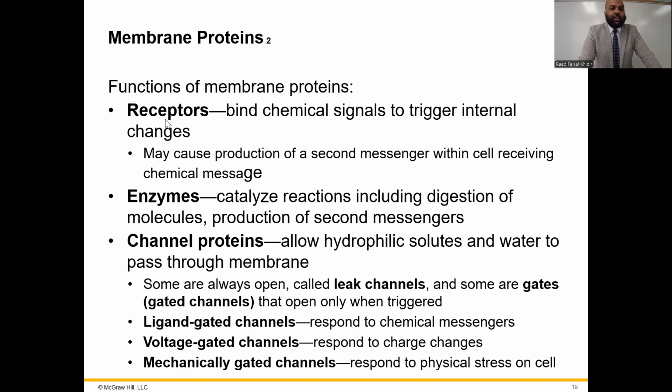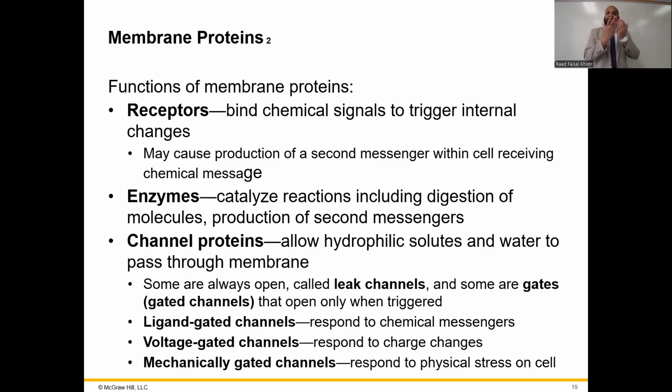So there could be receptors, they could be enzymes. These transmembrane proteins could be protein channels, and they allow hydrophilic solutes and water to pass through the membrane. Some are always open, called leak channels. They are always open; that's why they call them leak channels.